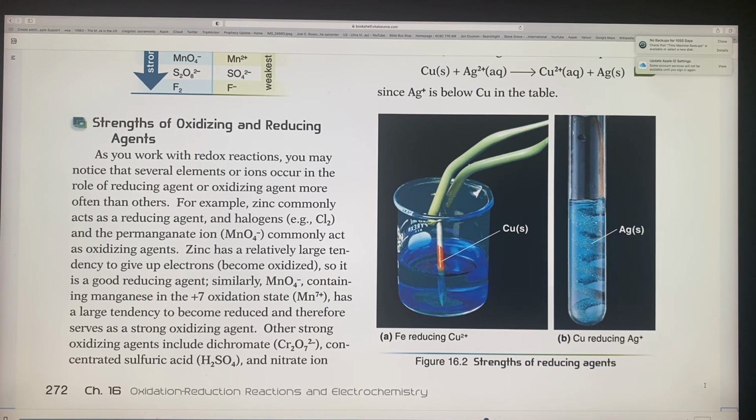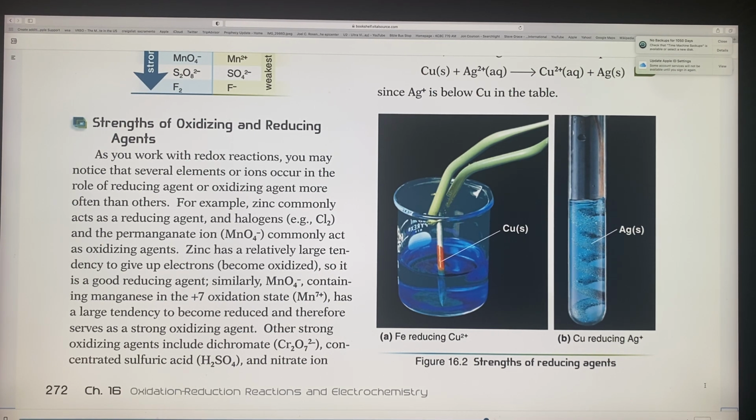You can see in oxidation that there are some agents that are commonly used more than others, like zinc. Zinc is a good one to use as a reducing agent. And also the halogen chloride is a good one used in oxidation too. And similarly MnO4 is permanganate right here. They use that a lot because that's a very good oxidation agent. Just some work better. Zinc has a large tendency to give up electrons, and so it becomes oxidized very easily. So it's a good reducing agent.